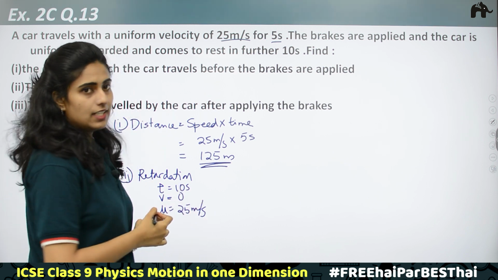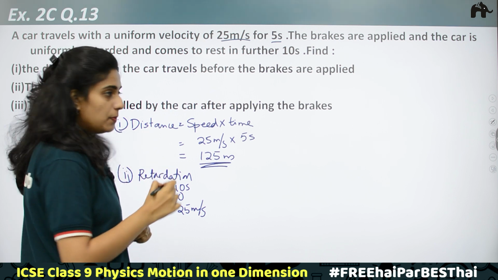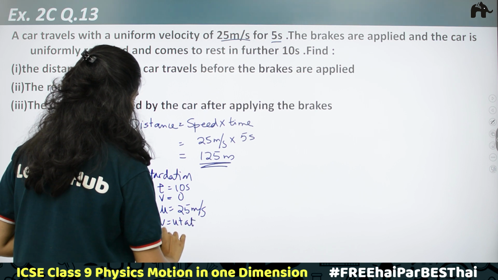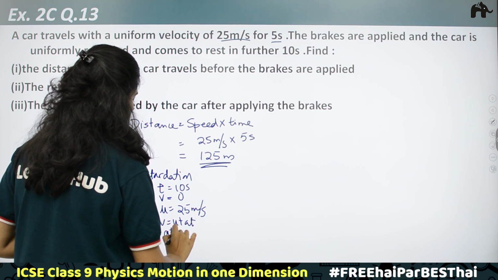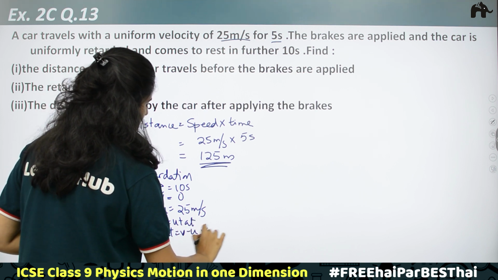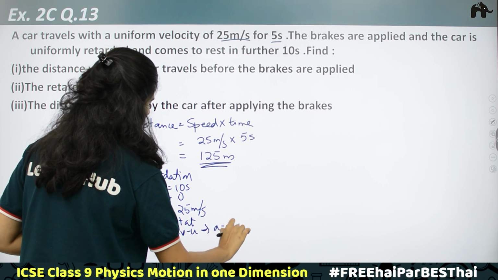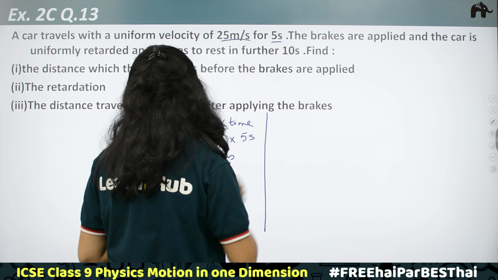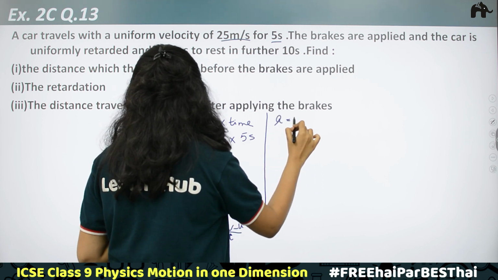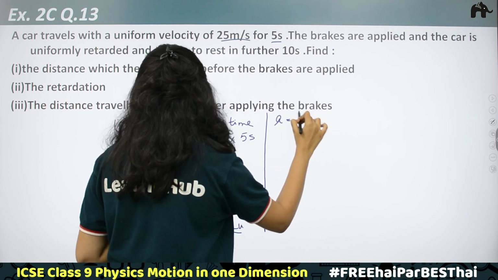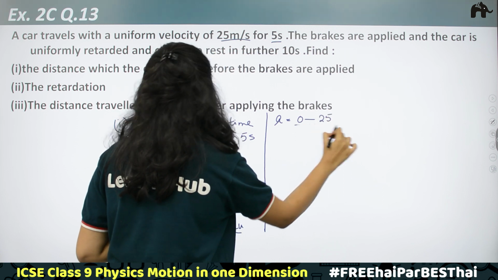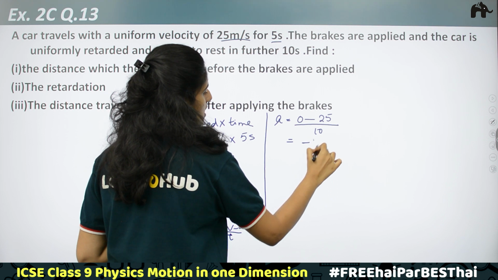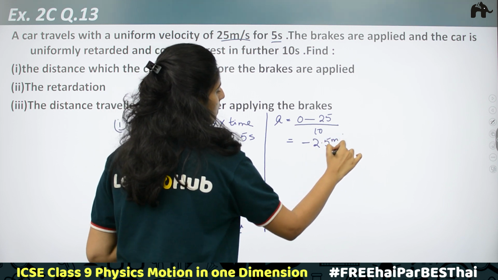How to find the retardation? V is equal to u plus at. Use this. AT is equal to V minus U, which implies A is equal to V minus U divided by T. A is equal to V, which is 0, minus U, 25, divided by time 10, which is equal to minus 2.5 meter per second square.